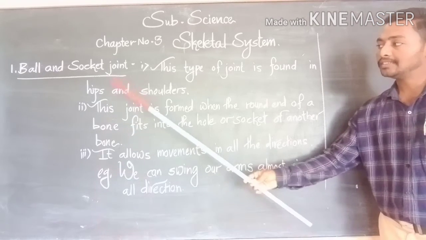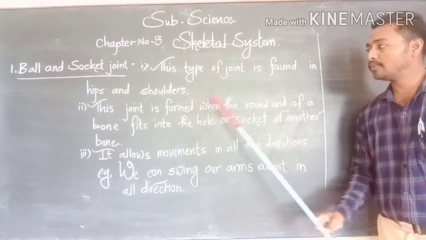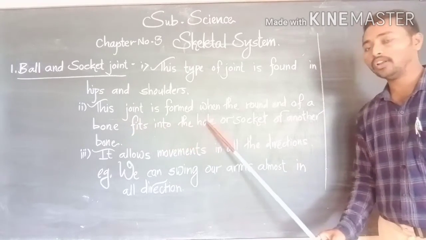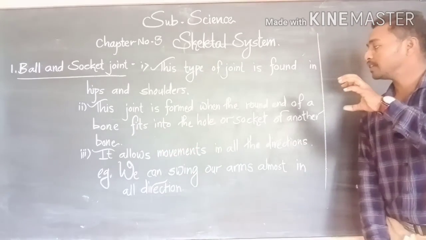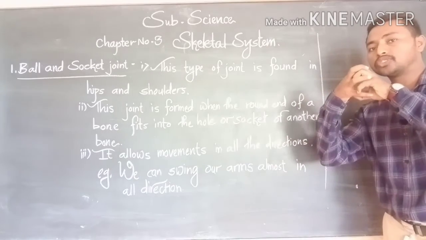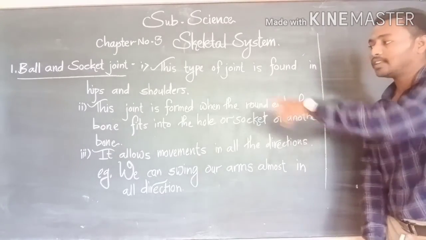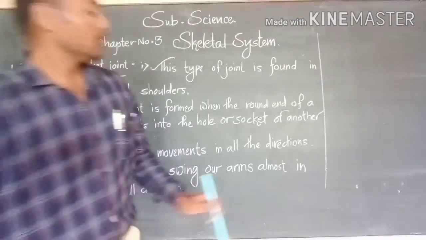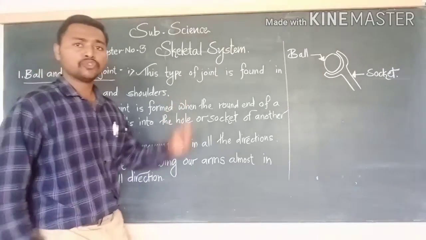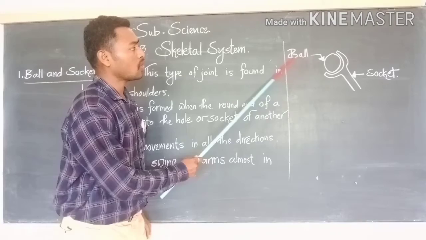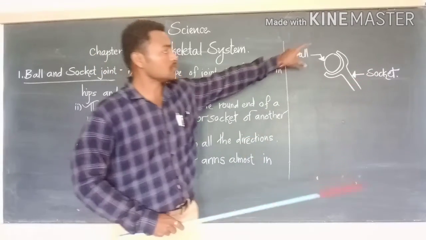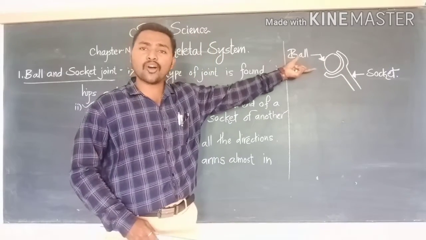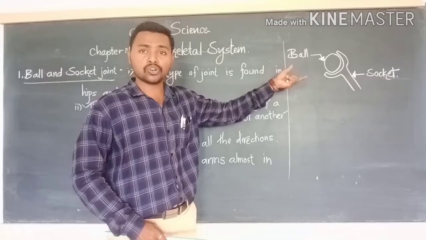Next point, this joint is formed when the round end of a bone fits into the hole. That means the round end of a bone is fixed into the socket of another bone. So I have drawn one picture for better understanding. I have drawn a diagram consisting of a ball as well as a socket. Consider this ball is fixed into this socket. So these kinds of joints occur in our hips as well as in our shoulders.